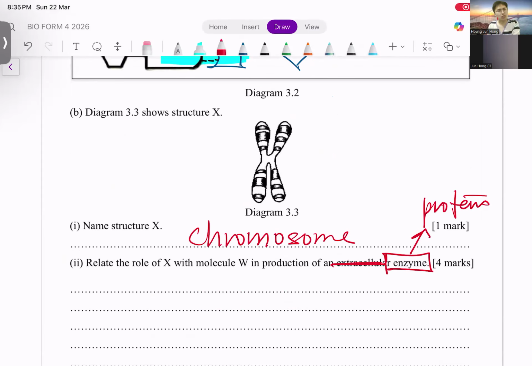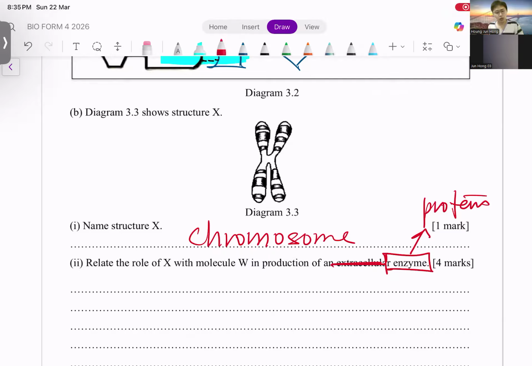Remember, we did mention before, protein has a lot of examples: antibody, enzyme, hormone. Enzyme is one of them. Enzyme is also protein. So this is basically asking you how to produce a protein.